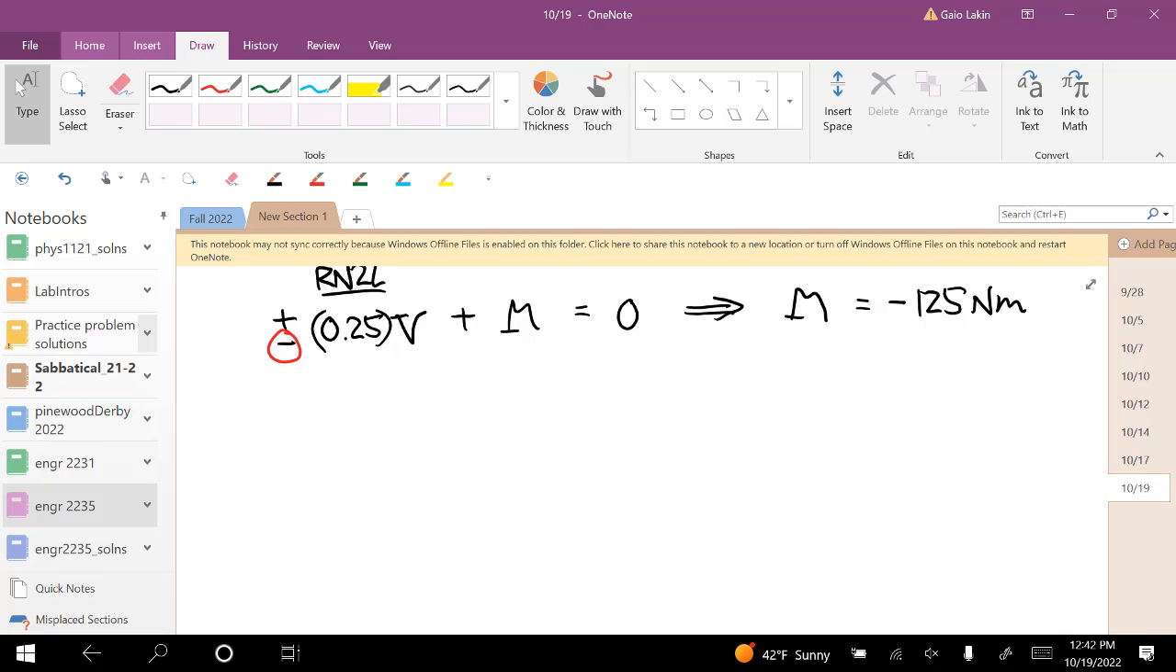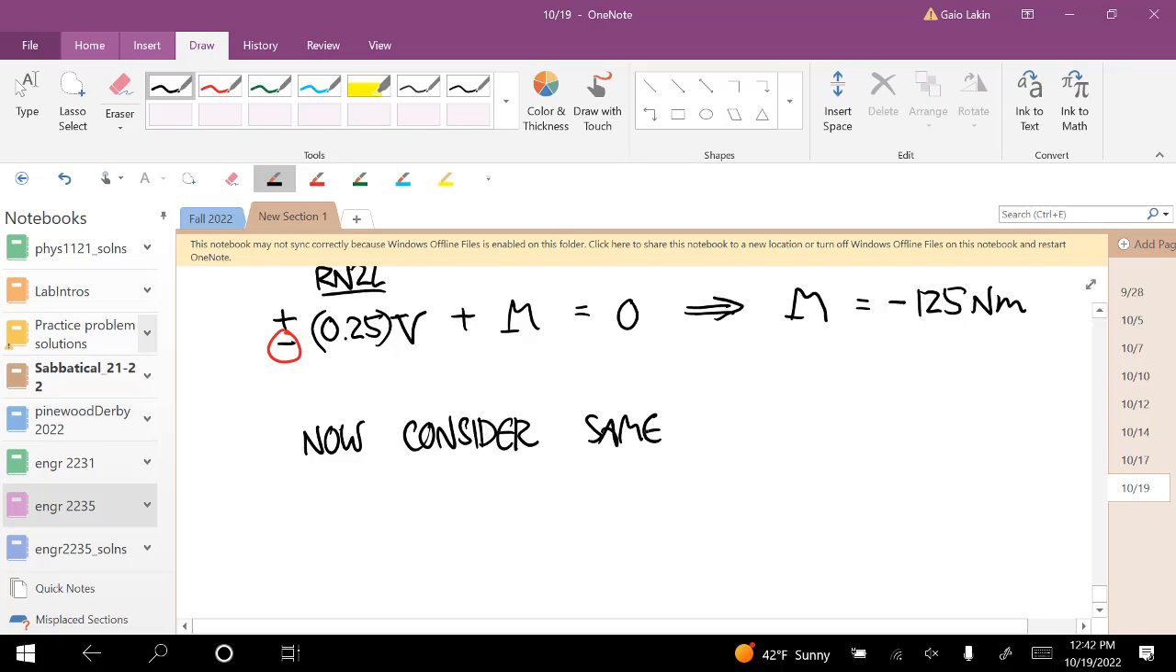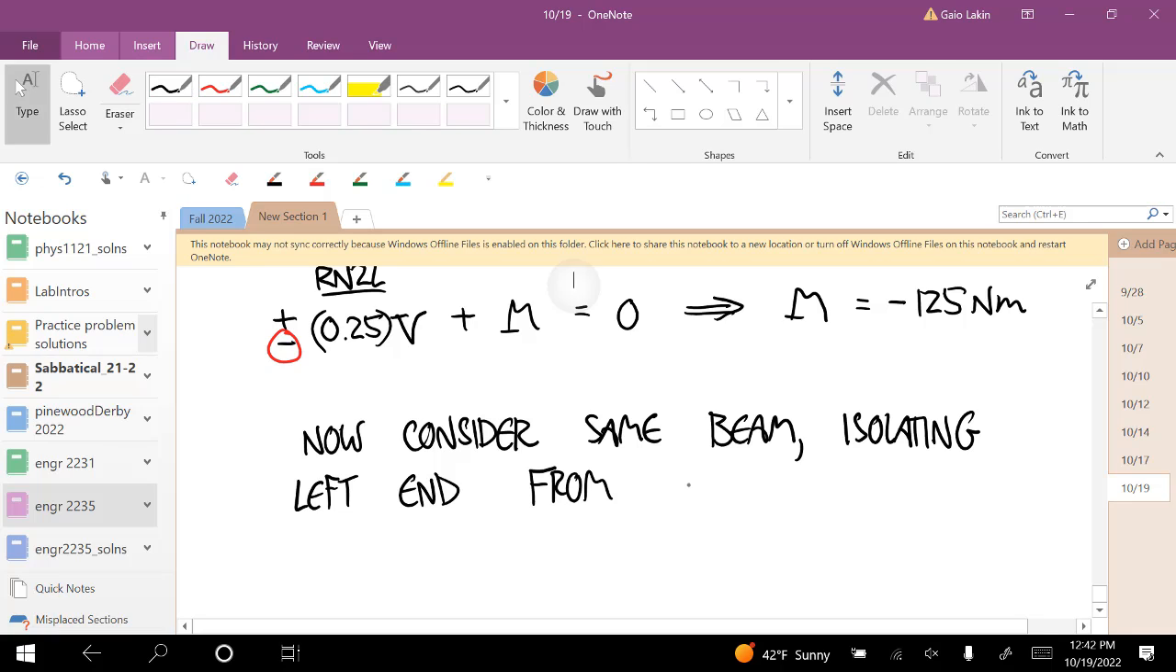All right, I want to show the same simple beam, but with cuts in a couple different locations. And I want you to notice something about it. Okay, so now consider the same beam, isolating the left end from 4 different locations.